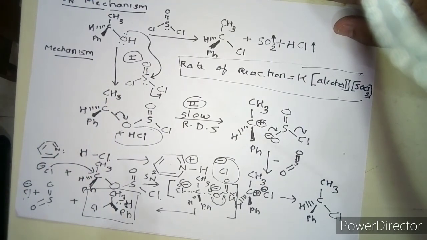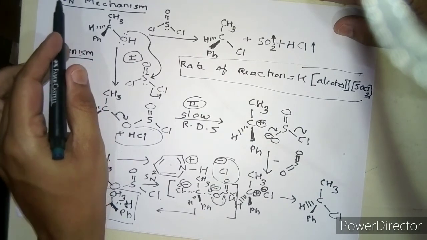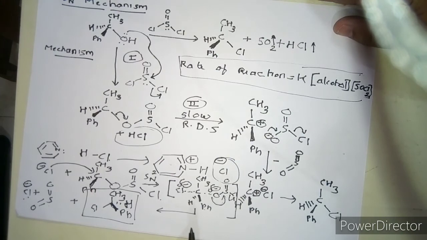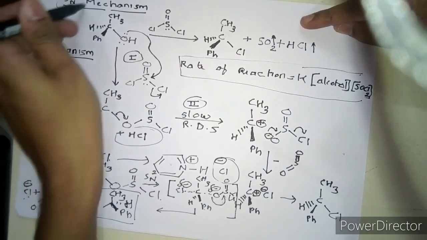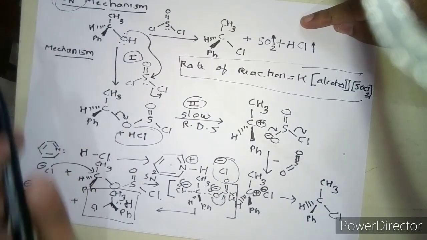Whereas in the absence of pyridine, the mechanism which is taking place is the SNi mechanism. In the absence of pyridine, it is SNi mechanism, whereas in the presence of pyridine, it is SN2 mechanism. Now, what is the evidence for the SNi mechanism? There are certain evidences which have been given for the SNi mechanism.